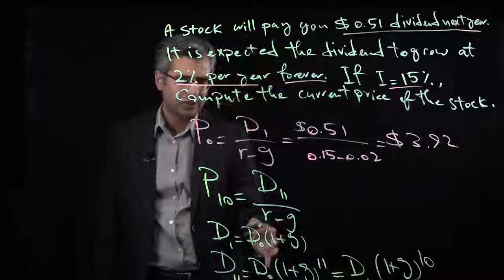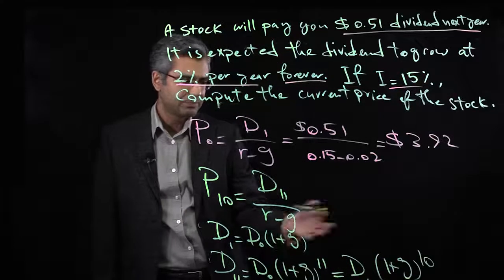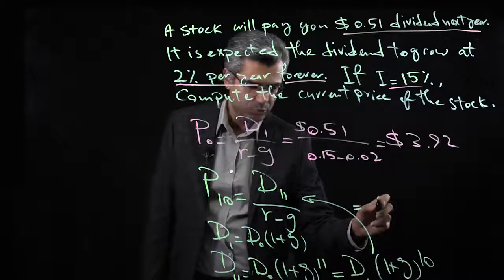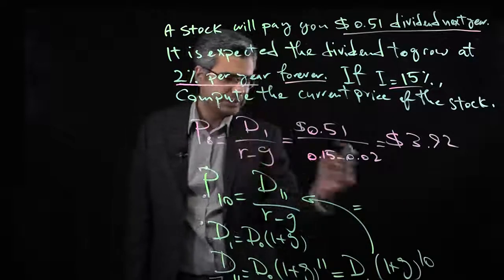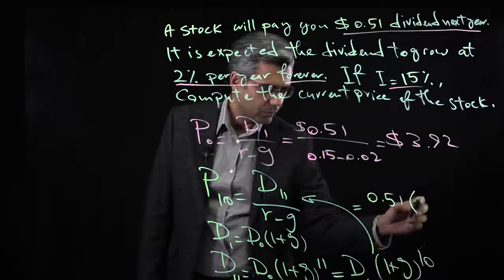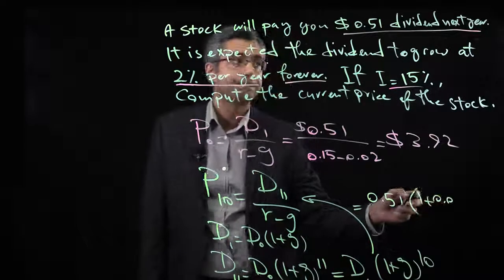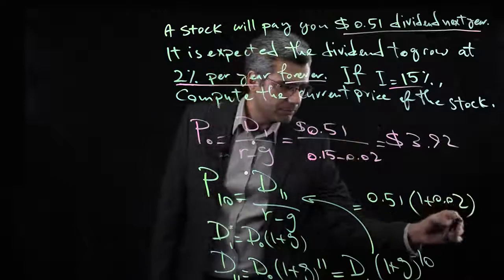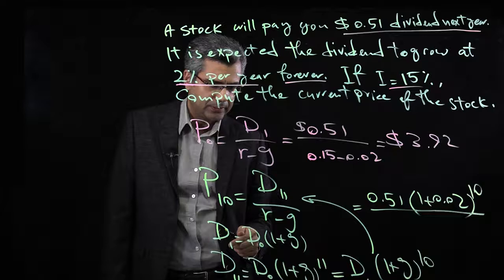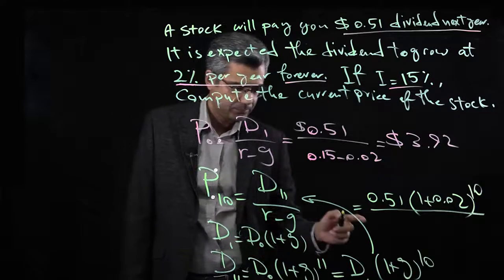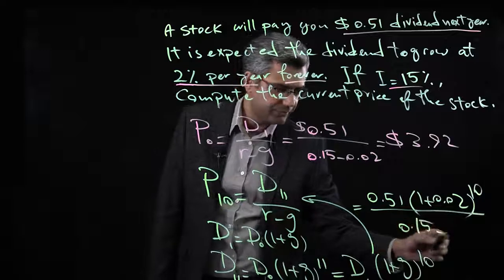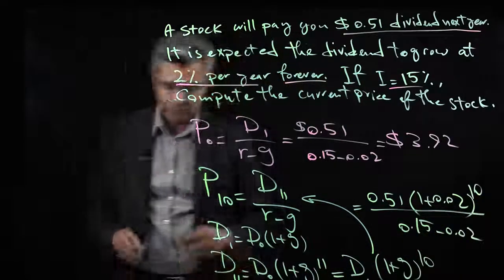You can play with it, right? It's very simple math. And then you put this here and divide it by R minus G. So D1 is 0.51 multiplied by 1 plus 0.02, the growth rate, to the power 10, and then divided by R minus G, 0.15 minus 0.02, and you do the calculation.